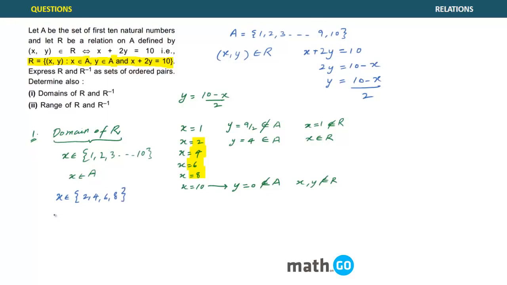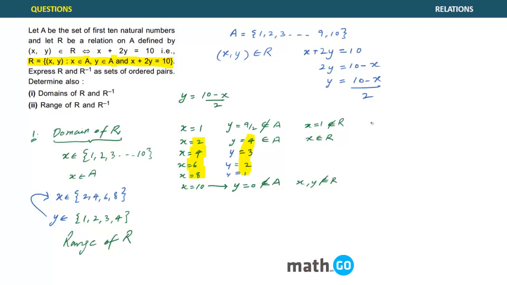We know that the range is nothing but the values which y can take corresponding to the values of x. So now just calculate the values of y at these. Can you tell me what will be the value of y here? Here y is 3, here y will be 2 and here y will be equal to 1. So the range of R will be nothing but these 4 values, that is 1, 2, 3, 4. So this is your range of R. This is how you solve this.